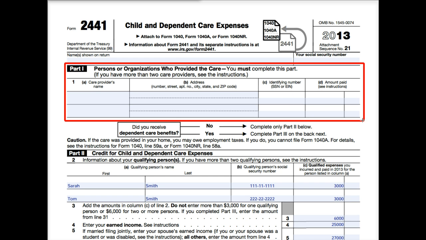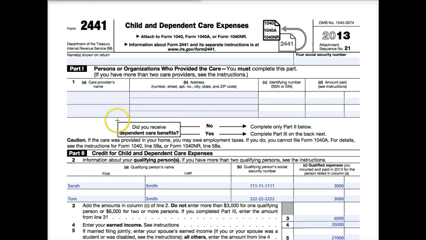Part 1 is really important. You need to report who you paid for the care. And the reason is because the IRS will go back to that person or business and make sure they're claiming the income that you paid them. So you have to include their identifying number, whether it's a social security number for an individual or an employer identification number if it's a business, and then how much you paid them.